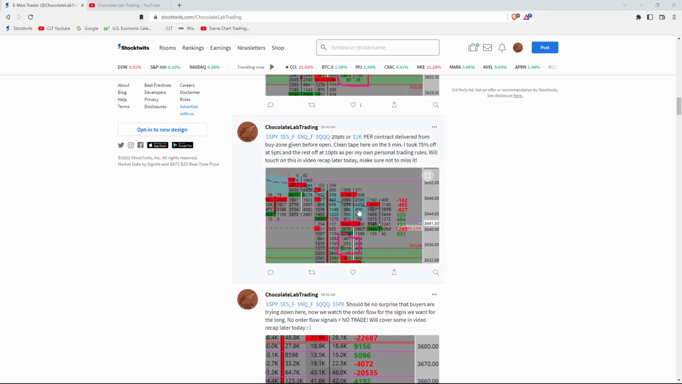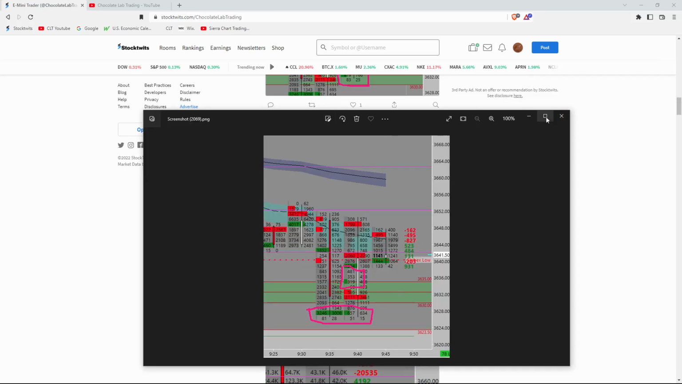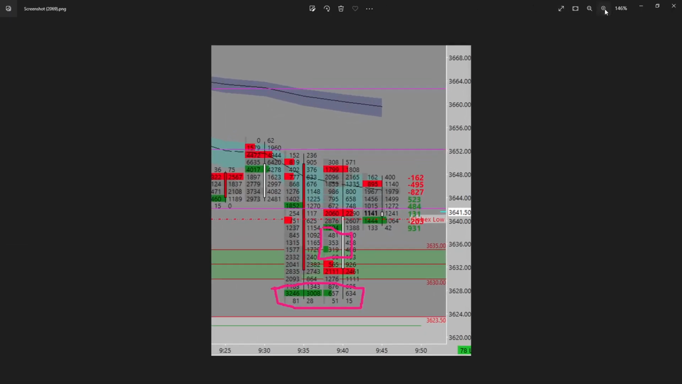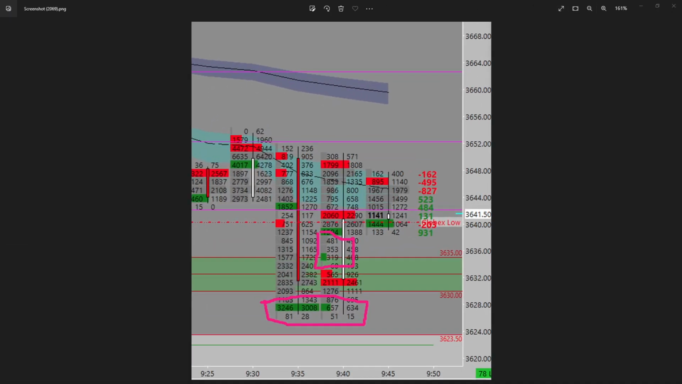Alright, so 20 points or $1,000 a contract delivered from the buy zone. Clean tape here on the 5 minute. Took 75% off. I'll go over that here actually. Alright, so looking at the 5 minute, what do we see? We see we originally blew past or overshot it a little bit, the buy zone. So hands off right now.